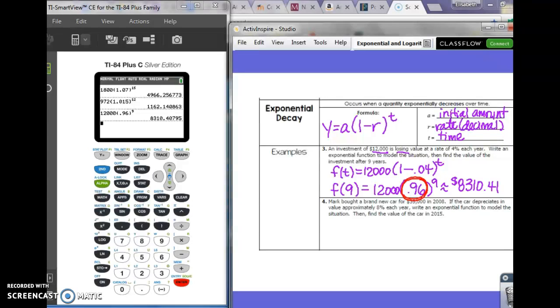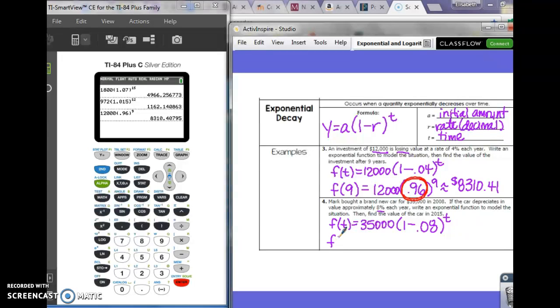And then the last example on this side of your paper, Mark bought a brand new car for $35,000 in 2008. If the car depreciates in value approximately 8% each year, write an exponential function to model the situation, then find the value of the car in 2015. So that's going to be f of t equals, again, my starting amount or my initial value was $35,000, and that car is losing 8% each year, so 1 minus 0.08. And then my power is t for time.